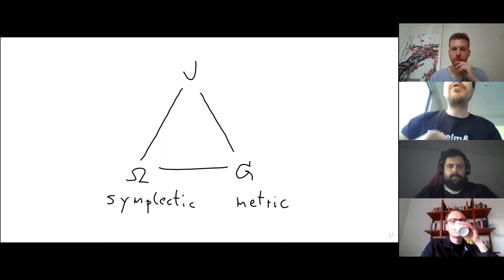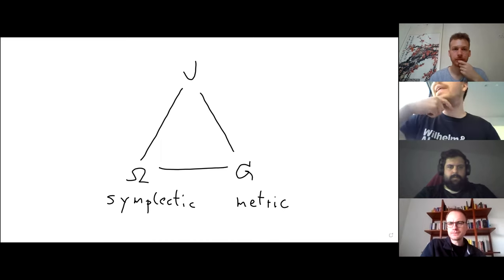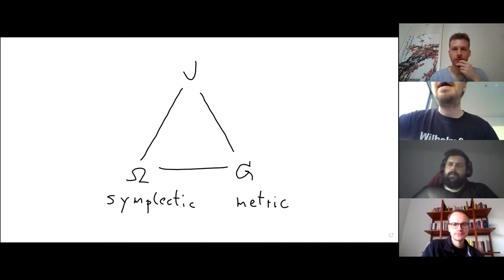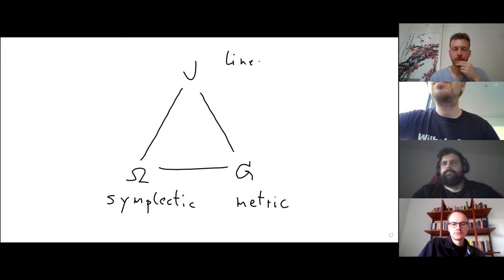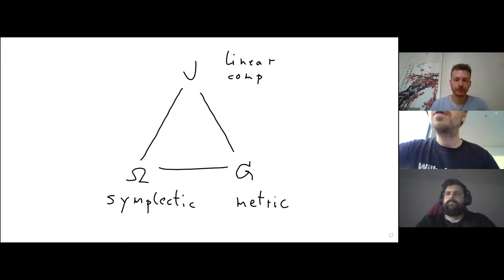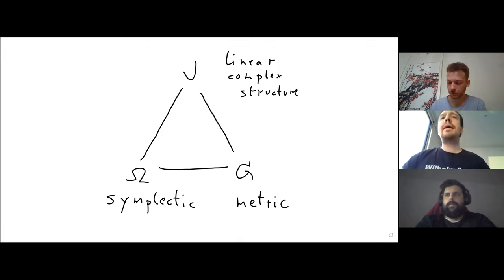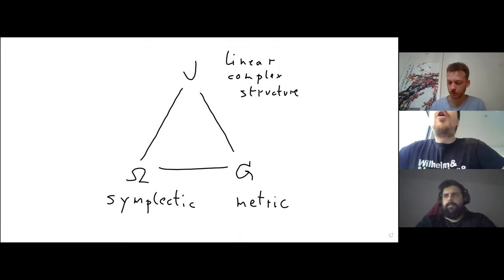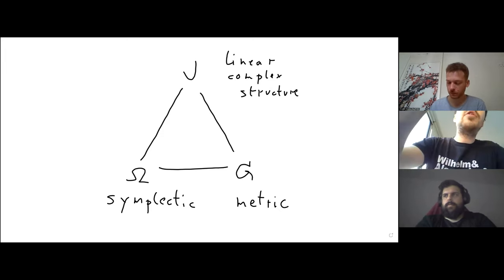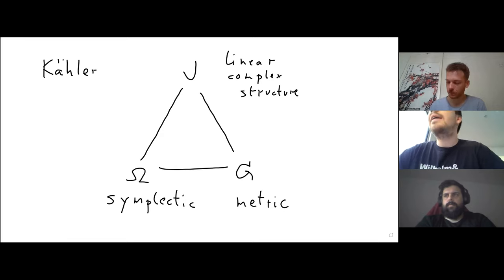And then thrown on top is the object that sits in the center because it really unifies both bosons and fermions, and that's the so-called linear complex structure. And I should say that all three together, satisfying some compatibility conditions, are known as Kähler. If a manifold has something like that, satisfying some conditions, it's called a Kähler manifold. If a vector space has three of these structures in a compatible way, it's called a Kähler space.